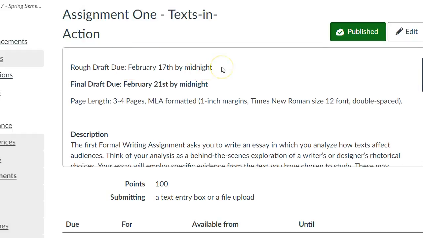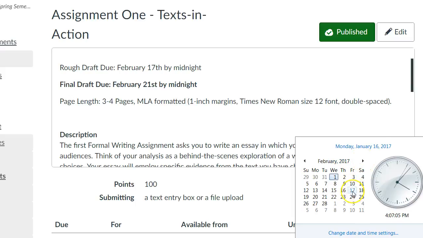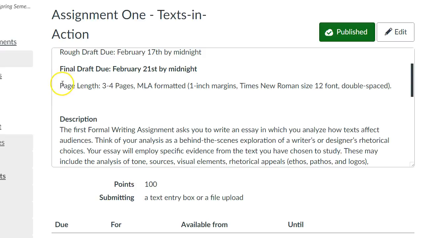So the rough draft, and it's important to mark these dates down if you haven't done so already. The rough draft is due on the 17th of March by midnight, and the 17th, if you look through, is on a Friday. And then the final draft is due by the 21st, which is on a Tuesday, and again by midnight, so you have until midnight to complete the paper. The page length, you need to have 3 to 4 pages, MLA formatted, and that means that your margins should be standard, which is 1 inch, and you should use Times New Roman size 12 font, double spaced.